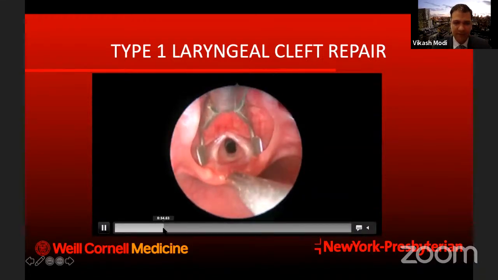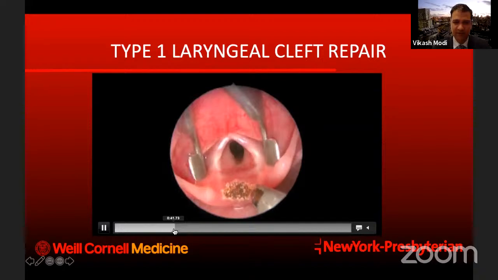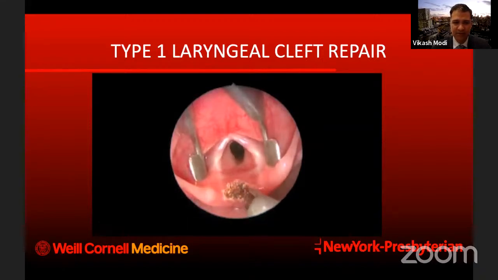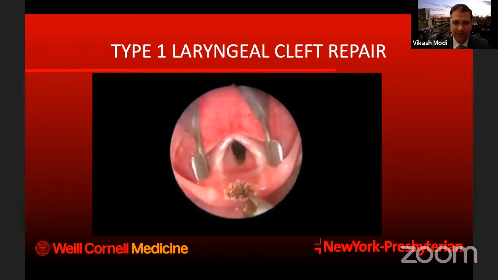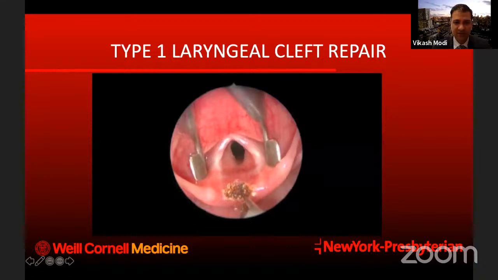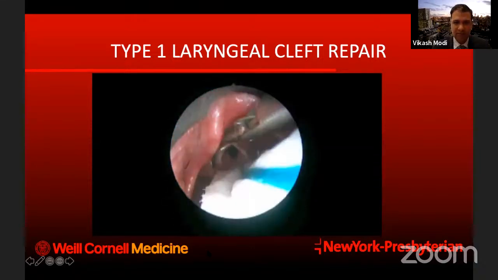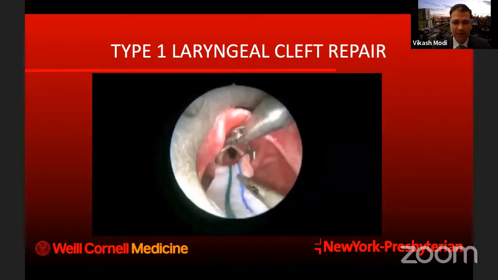I'll fast forward here a little bit. I'm using the fiber optic laser. This entire surgery takes about 15 minutes. It is pretty quick. Once you've demucosalized the region, you'll wipe it off with a wet pledget.